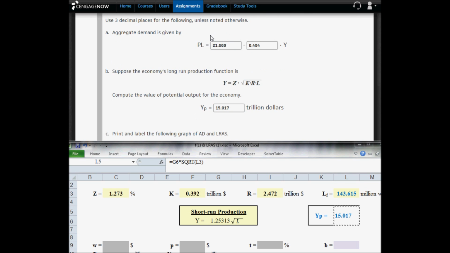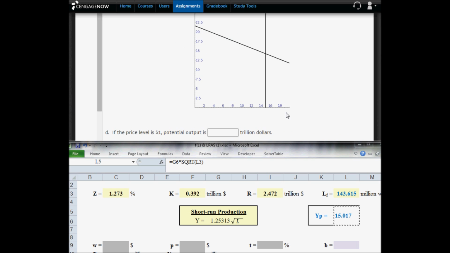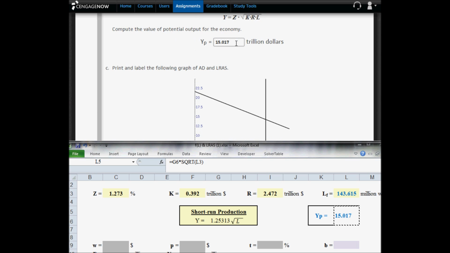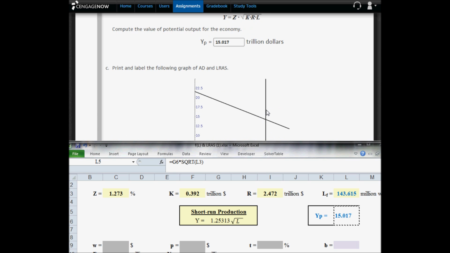Okay, now we want to graph this equation, aggregate demand, which is downward sloping, and long-run aggregate supply, which is the value of potential output. This axis over here is PL for price level, and this axis here is Y, or real GDP. Then potential output is a vertical line in this space that begins at 15.017.